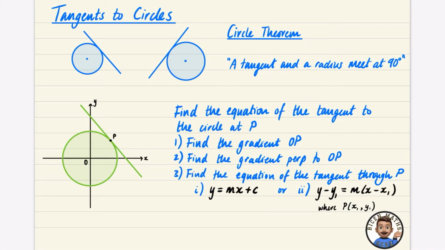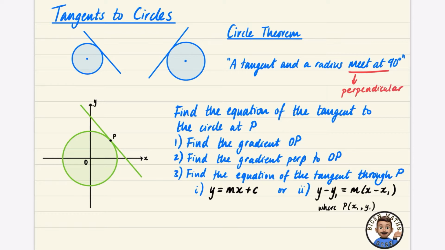Okay, so in this video I'm going to take you through how to find the equation of a tangent to a circle, as well as some problems as well. Now earlier on I mentioned you're going to need to know some circle theorems. In fact, you're going to need to know this specific circle theorem to help you to do this. And the circle theorem is that a tangent and a radius meet at 90 degrees. Now another way of saying meet at 90 degrees is to say that they are perpendicular.